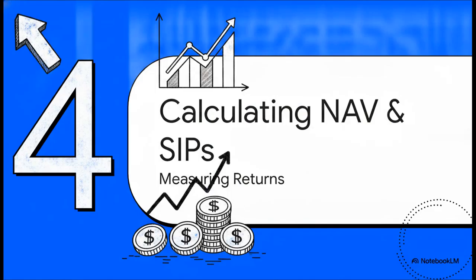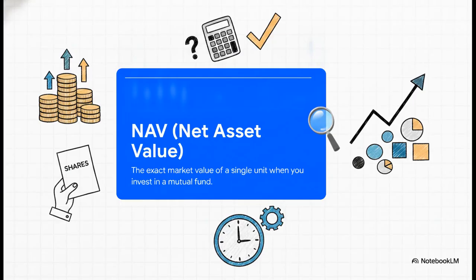Let's move to Section 4, calculating NAV and SIPs. Think of it this way: just as you buy shares in the stock market, you buy units in a mutual fund. And the price, or the market value, of one single unit is called its net asset value, or NAV. Because the market value of the shares inside the mutual fund changes every day, the NAV of your unit also fluctuates daily. So whenever you want to check exactly how much your investment is worth today, the NAV is the magic number you need to look at.